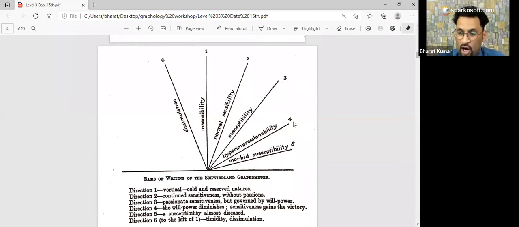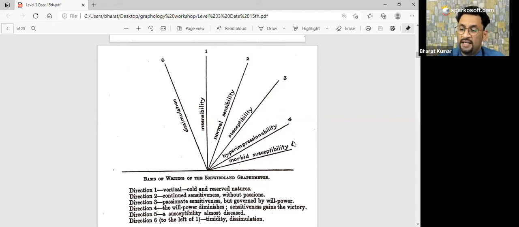So I will always say slant number 2 is the best one. This is the perfect slant. Or if someone is writing between 1 and 2, because when you are writing something but you are not a poet, then you should write in a cold and reserved way. But if you are having hyper susceptibility, morbid susceptibility, so there is an issue and graphotherapy is required here.